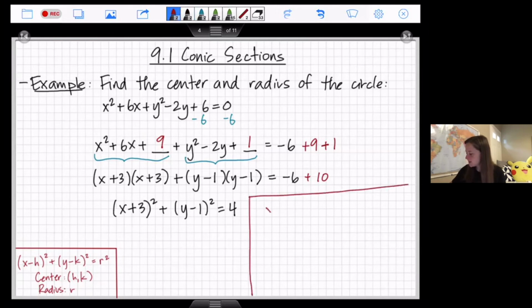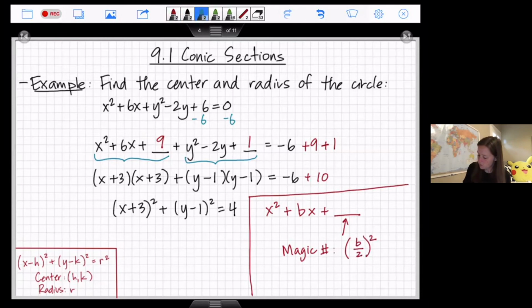All right, so if you've got x squared, could be y squared too, plus bx, and you want to complete the square, that magic number is going to be whatever that b coefficient on the linear term is, divided by 2 and then squared. And so b divided by 2 squared. So if I go back to my problem here, when I had 6x, what I did is I took that 6 and divided it by 2 and then squared it. 3 squared gave me 9.